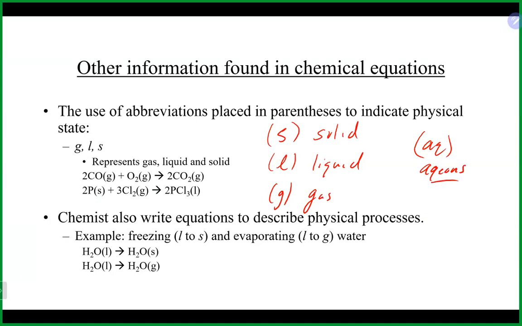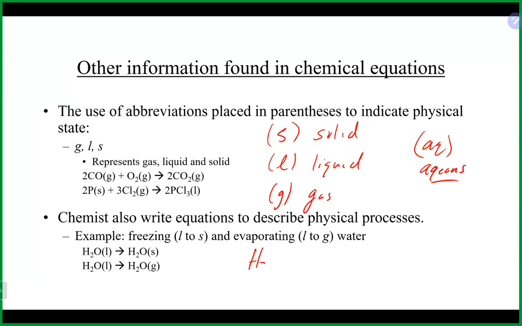And these are very commonly found next to the formulas in an equation to indicate what state they are in. Although we use equations mainly for chemical changes or reactions that take place, we also use chemical equations for any type of physical process that's happening as well. So that's what we see down here.